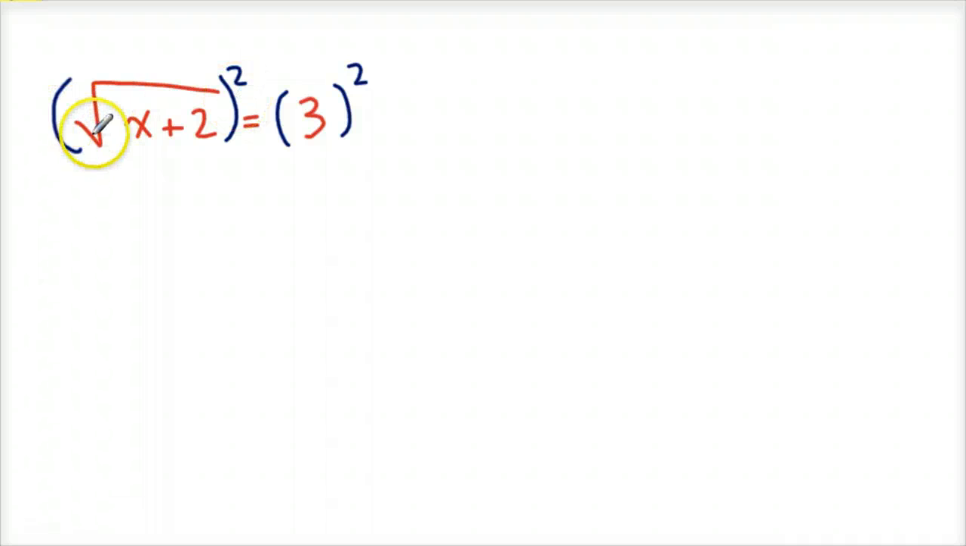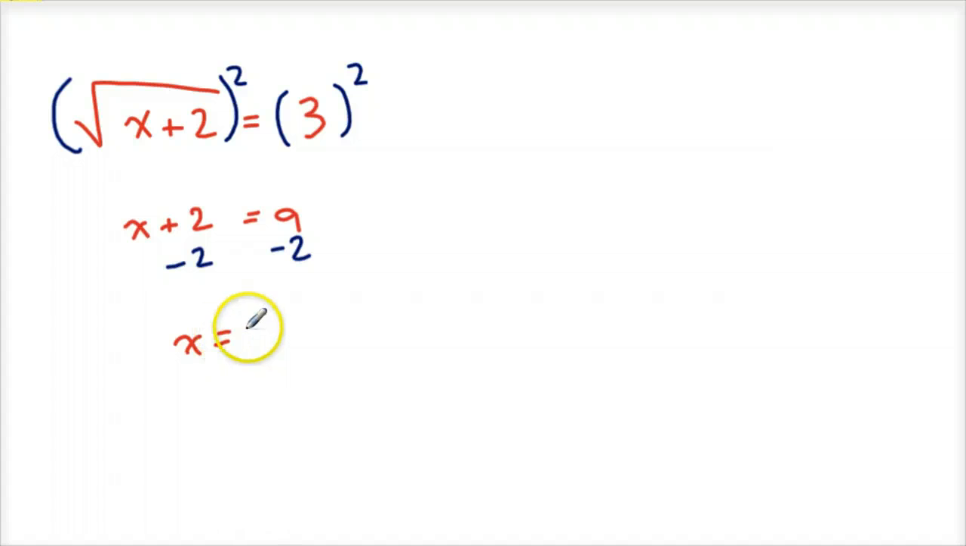So now the square root of x plus 2 quantity squared gets rid of the square root, so now I have x plus 2. Over here I have 3 squared, so 3 times 3 is 9. And now I want to solve for x, so I simply subtract 2 from each side, and I'm left with x equals 7.